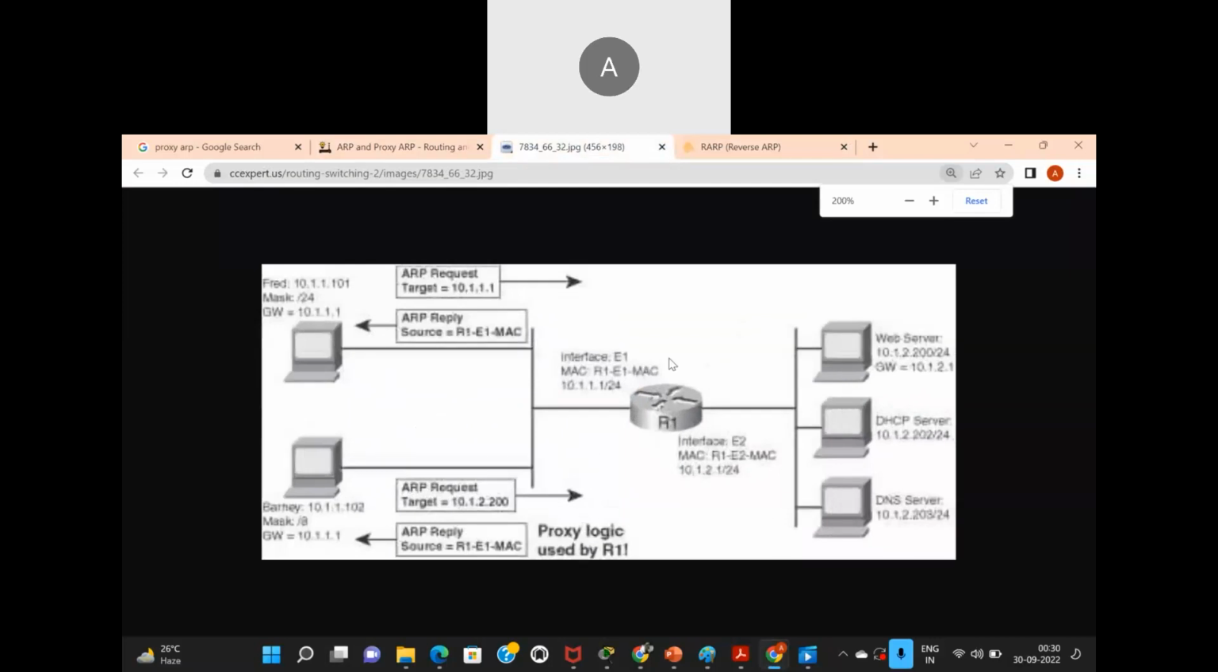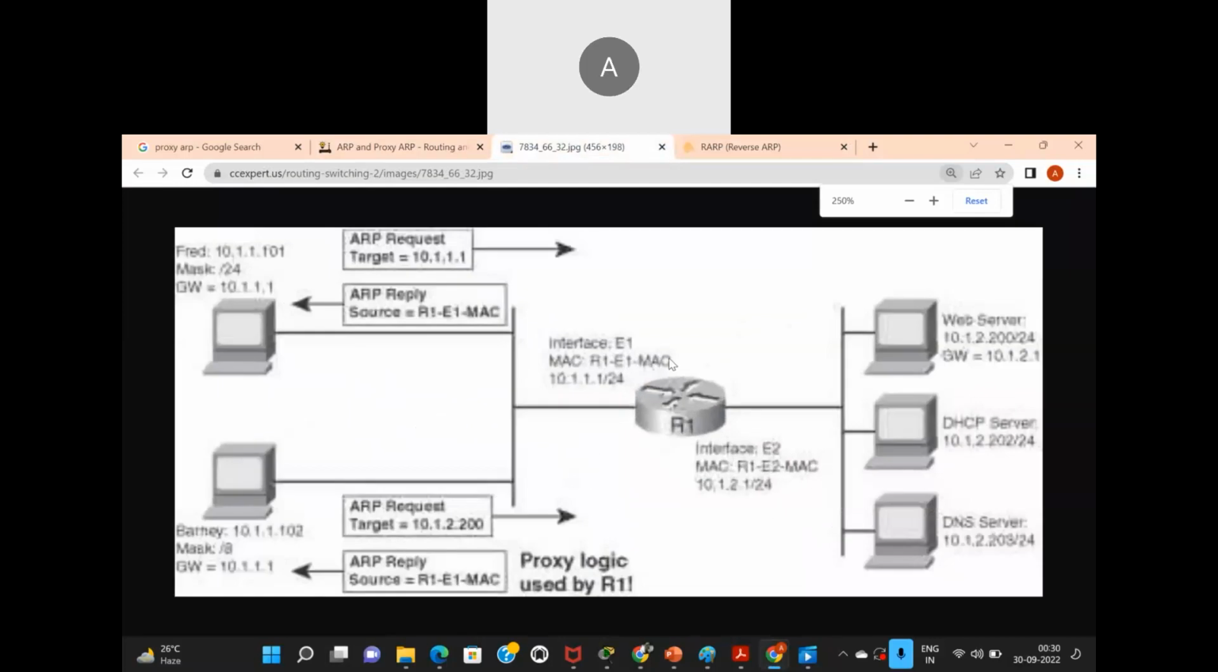Okay, are you able to see this image, guys? Can you see this image? I can see it. Okay.